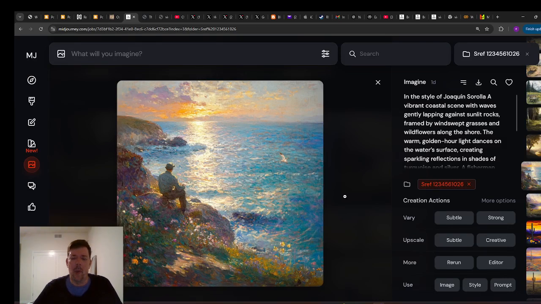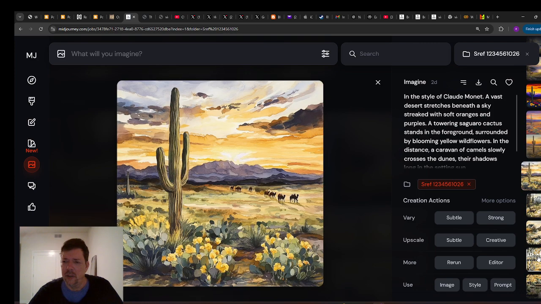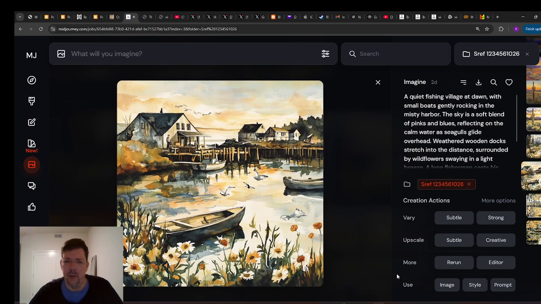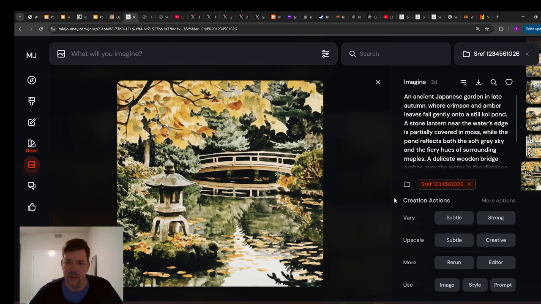I did a project involving this style reference code, 1, 2, 3, 4, 5, 6, 10, 26. And this was my favorite image from the project. So I'll describe the project. It started out by just running some images with the style reference code.